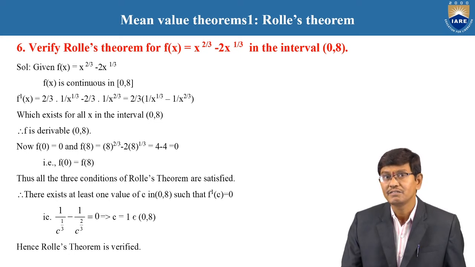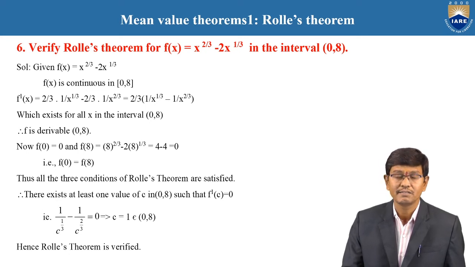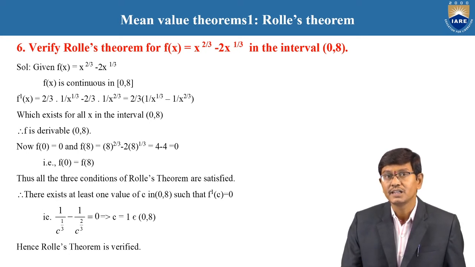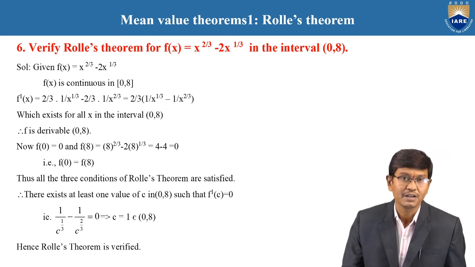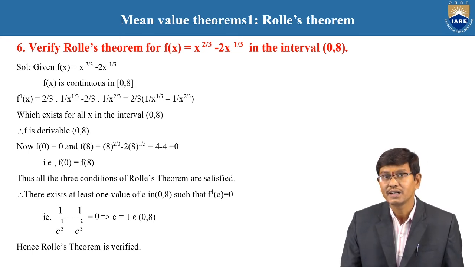Therefore, once again, we are going to find f dash of c is equal to 0. By using the derivative of the given equation, we get 1 by c power of 1 by 3 minus 1 by c power of 2 by 3 is equal to 0. By taking the LCM, cancelling, cross multiplying, and simplifying, finally we obtain c is equal to 1. Therefore, that 1 lies in between 0 and 8.